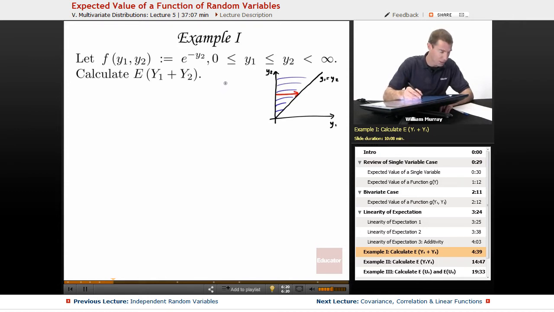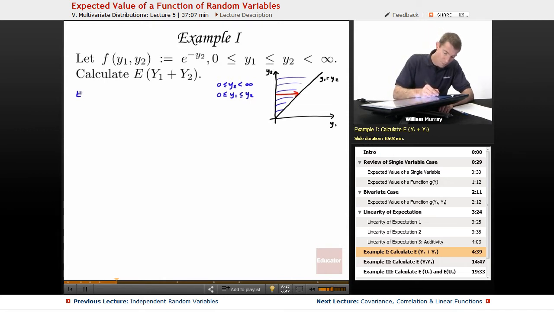So if I list y2 first, my y2 will go from 0 to infinity, and my y1 goes from y1 equals 0, that's the vertical axis, up to that diagonal line. So that's the line y1 is equal to y2. So that's a good way to describe the region. We'll use that to set up a double integral to find this expected value.